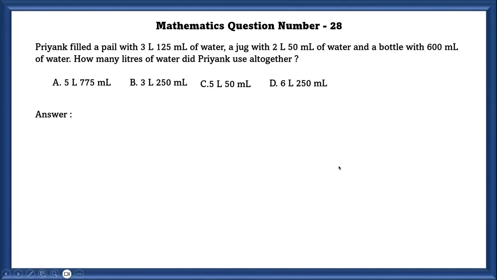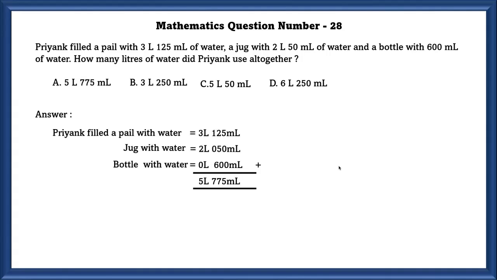Priyanka filled a pail with 3 liters 125 ml of water, a jug with 2 liters 50 ml of water, and a bottle with 600 ml of water. How many liters of water did Priyanka use altogether? So we have to add everything in order to know how many liters of water Priyanka used altogether. Adding everything, we'll get 5 liters 775 ml.